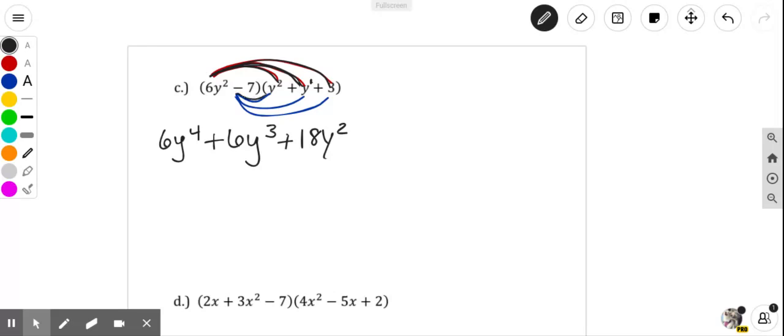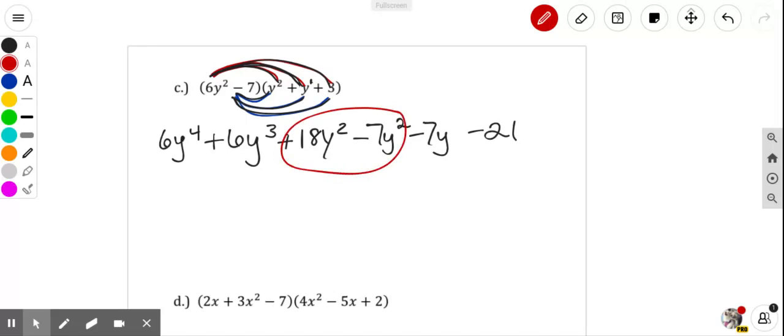And then now the negative 7 times y squared is negative 7y squared. The negative 7 times y is just negative 7y. And then the negative 7 times 3 is negative 21. Now from here, we're going to combine like terms. So let's see. It looks like only these two are like terms. We have a fourth power, third power, to the first, and then just a constant. So those are the only two that are like terms.